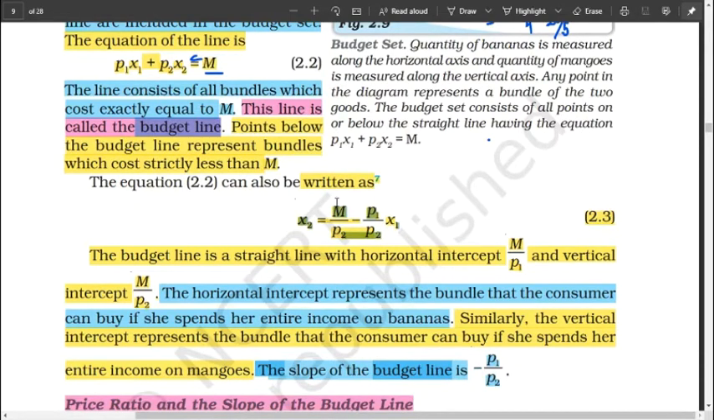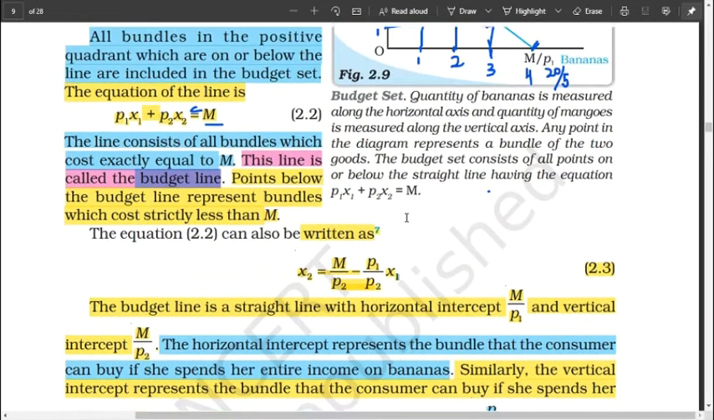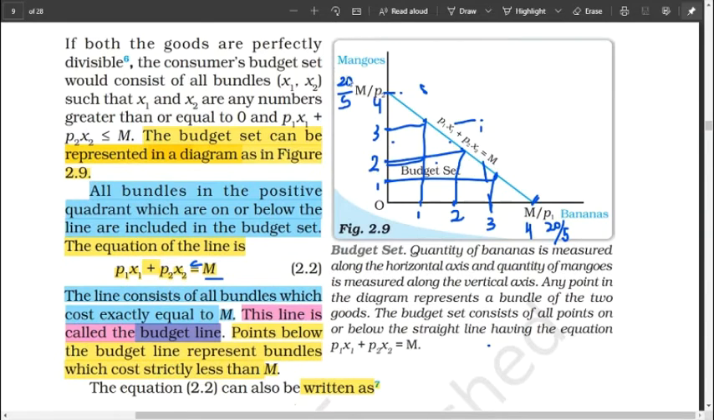Okay, and this formula will give you one intercept, M by P2, which gives you the intercept for mangoes. M, you understand, is the amount of money that you have, 20. P2 is the price, 5. It indicates how many mangoes you would buy, knowing the amount that you have and the price of mangoes. So 20 by 5, M by P2, is 4.